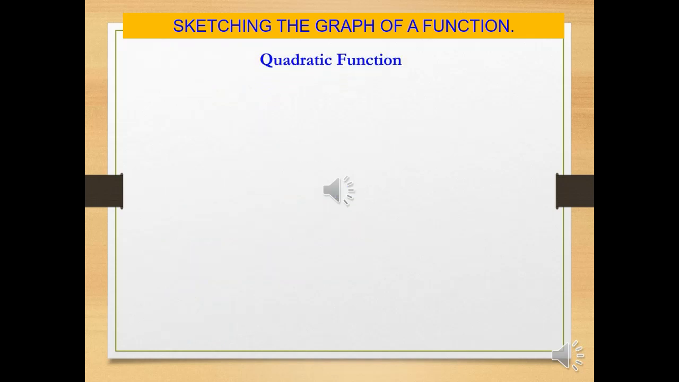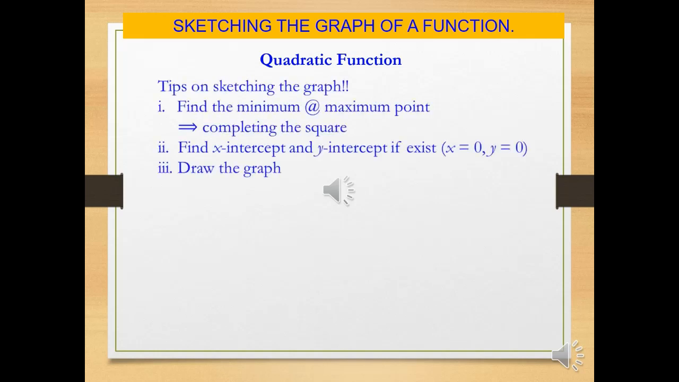For quadratic function, tips on sketching the graph. Find the minimum or maximum point by using completing the square. Then, find x-intercept and y-intercept if they exist, where intersection with y-axis happens at x equals 0 and intersection with x-axis happens when y equals 0.